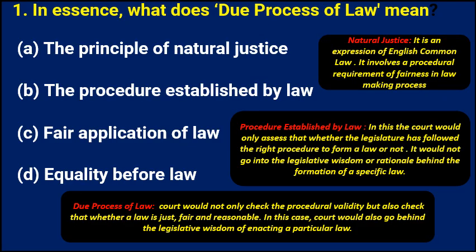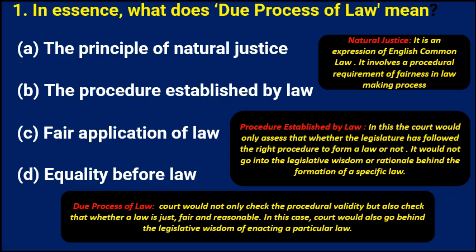Question number 1. In essence, what does due process of law mean? Option A, the principle of natural justice. B, the procedure established by law. C, fair application of law. D, equality before law. Correct answer is A, the principle of natural justice.